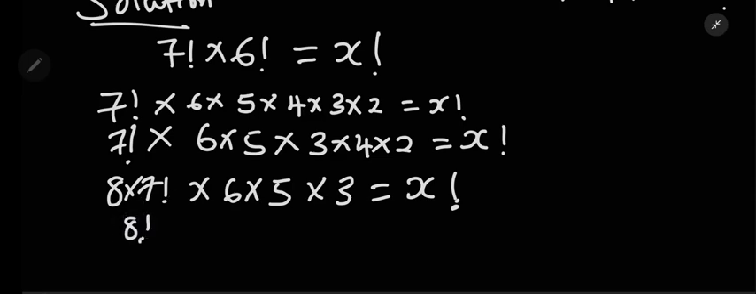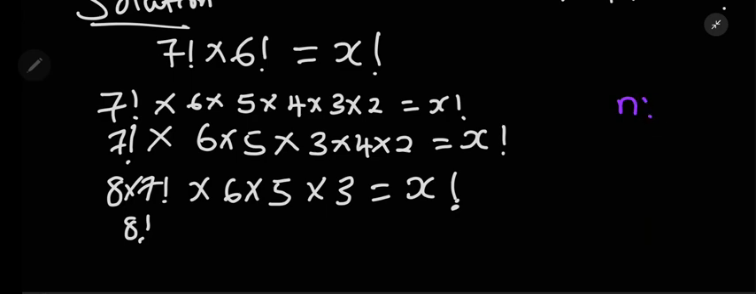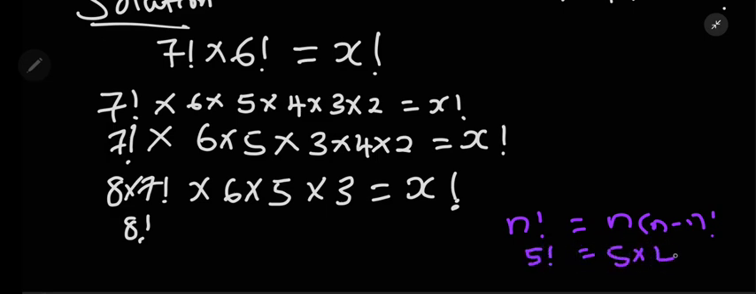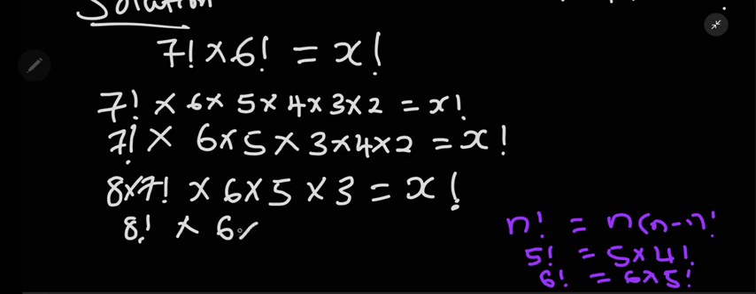8 factorial. Yes, remember when you have n factorial, let me write it here. The formula for n factorial is n times n minus 1 factorial. So 5 factorial can be written as 5 times 4 factorial. 6 factorial can be written as 6 times 5 factorial, and the likes. So 8 times 7 factorial can be written as 8 factorial.